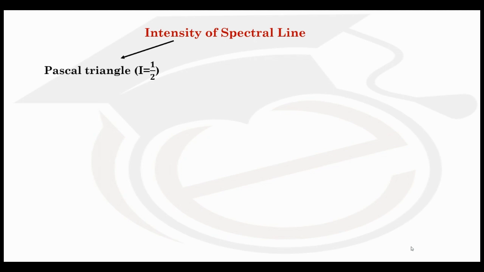The intensity of spectral lines can be determined using the Pascal triangle or non-Pascal triangle approach. Both methods help to understand the relative intensities of different spectral lines in a given spectrum. Pascal triangle is used when the nuclear spin value is 1/2, and non-Pascal triangle is used when the nuclear spin value is greater than 1/2. That is, in the case of hydrogen and F19 nuclei, we use Pascal triangle. In the case of N14 and deuterium, we use non-Pascal triangle.